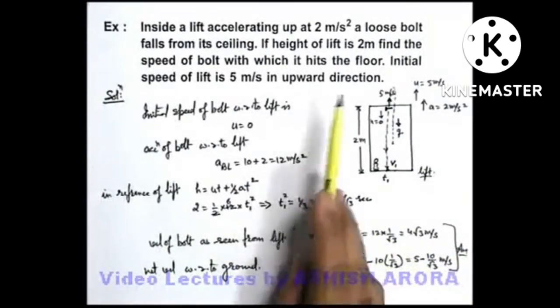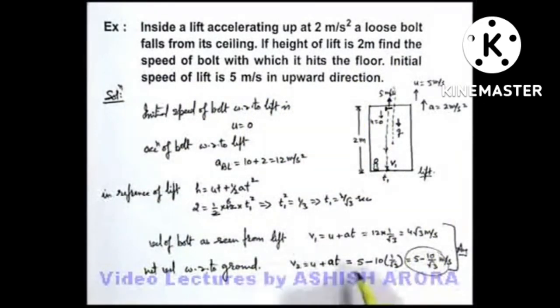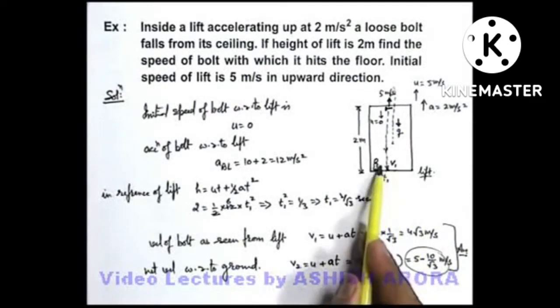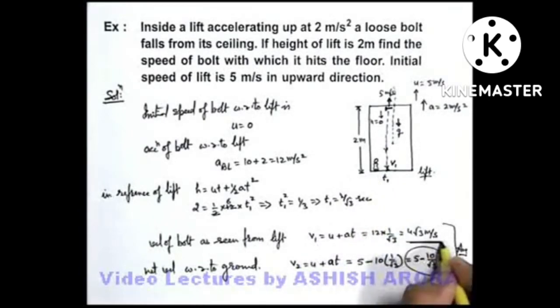And here we can say in this question, as we are just required to find the speed of the bolt with which it hits the floor, our answer will be 5 minus 10 by root 3 meters per second. But in some cases we are required to find the velocity with which the bolt will hit the floor as seen from the lift, or in the reference frame of the lift. Our answer will be 4 root 3 meters per second.